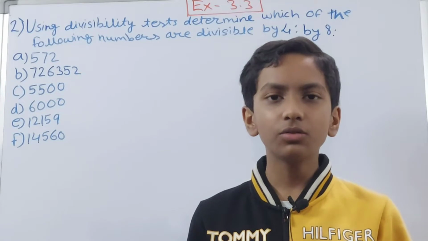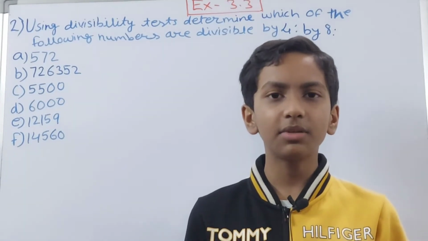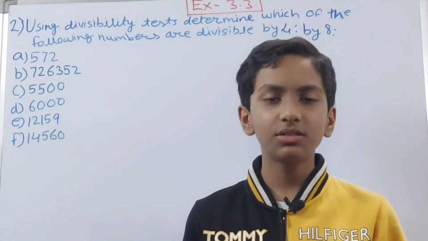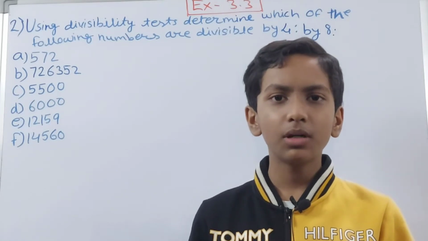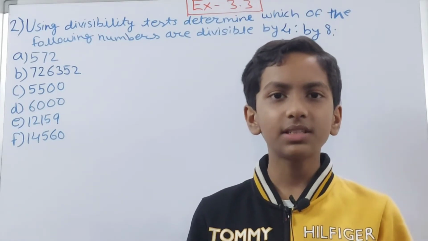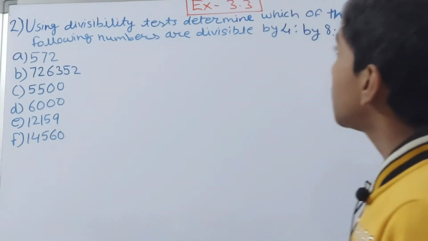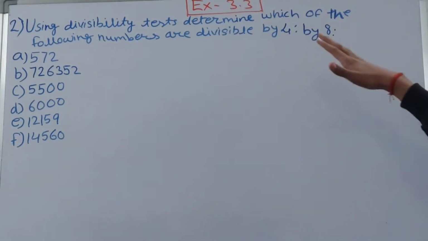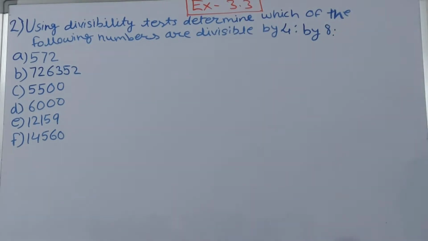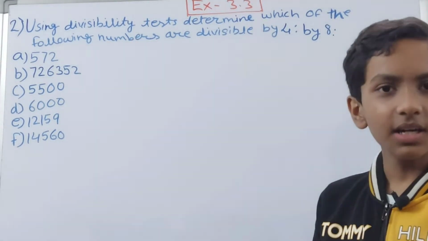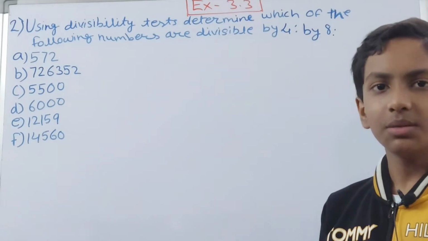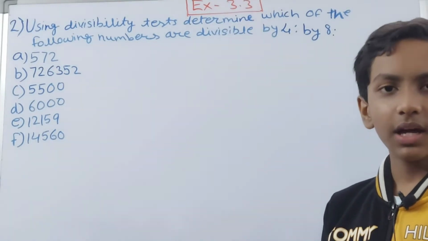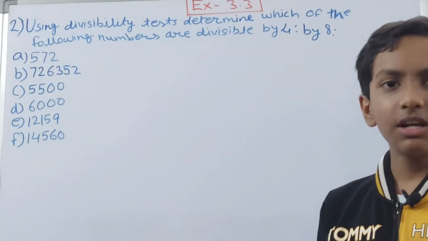In this video, we are going to solve NCERT Maths Class 6 Chapter 3 Playing with Numbers Exercise 3.3 Question number 2. So friends, without wasting any time, let's get started. This question says, using divisibility test determine which of the following numbers are divisible by 4 and by 8. Some numbers are given here and we have to use the divisibility test to see if they are divisible by 4 and if they are divisible by 8.